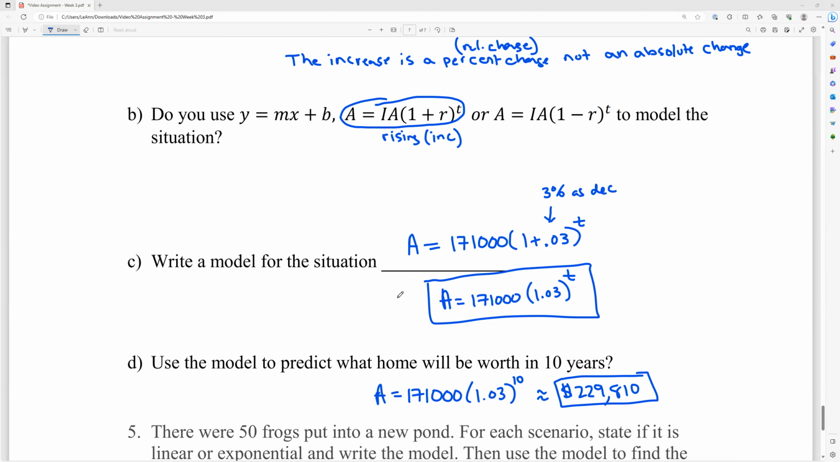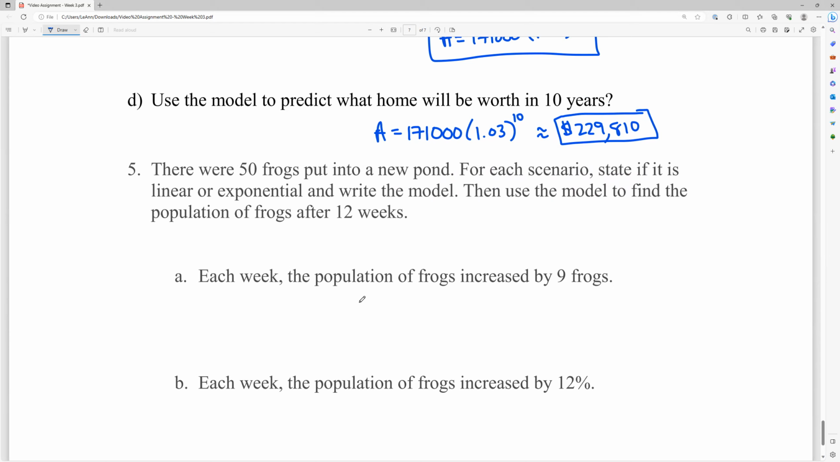And then our last one for the pre-video day 2 stuff is this one. So there were 50 frogs put into a new pond. For each scenario, state if this is linear or exponential and write the model. Then use the model to find the population of frogs after 12 weeks. Okay, so we're going to be measuring by weeks. So that's our time instead of years.